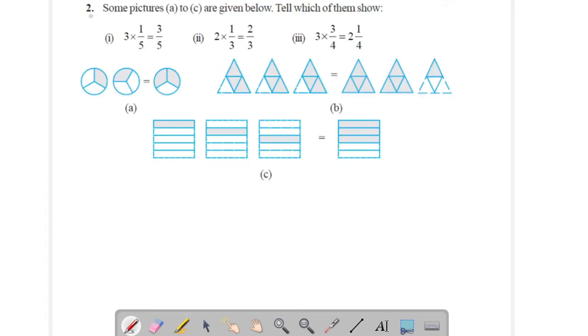Now come to question number 2. Here some figures A to C are given below. Tell which of them shows first part 3 into 1 upon 5 equal to 3 upon 5. See the solution.